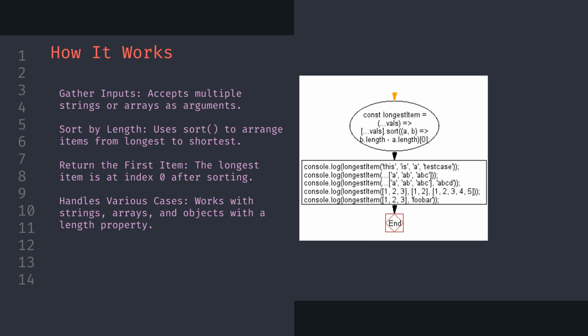The process starts by collecting all inputs, sorting them in descending order based on length, and returning the first item. This ensures we get the longest iterable efficiently.